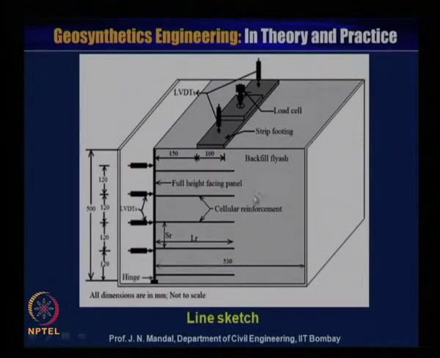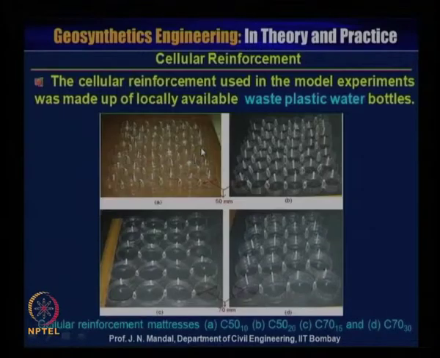This is the line sketch showing how the strip load has been applied, and here is the LPTD. This is the cellular reinforcement used in the model. The cellular reinforcement was made from locally available plastic waste bottles. C5010 means this is the diameter and this is the height. Then this one is diameter 50, height 20, this is diameter 70, height 15, and C70 30 means diameter and height.